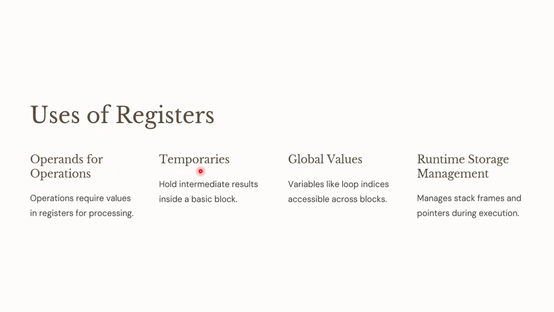Then is temporaries. In that, intermediate results like t1 or t2 in the previous example are stored in a register temporarily. Next one is global value. In that, variables that are used across multiple blocks like a loop counter. For example, in a for loop we use i multiple times because of iterations. Next one is runtime storage management. In that, registers are used to manage the stack pointer, return address and function call.